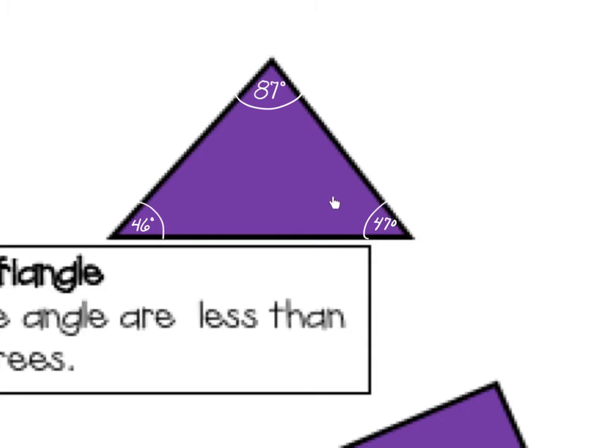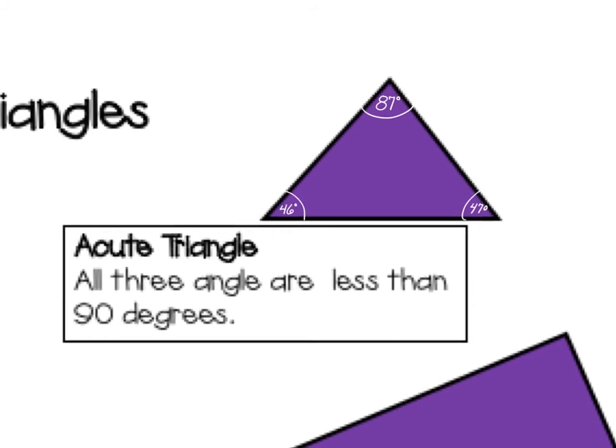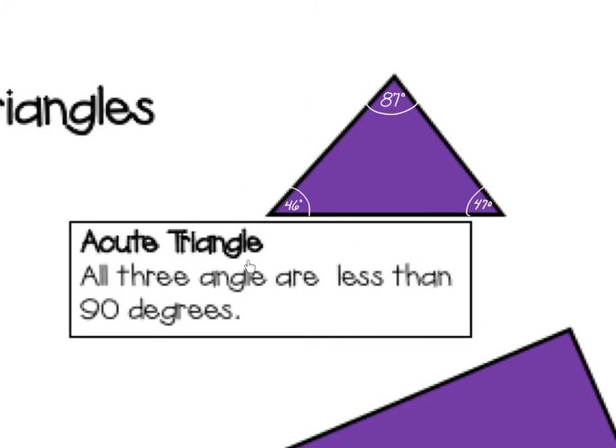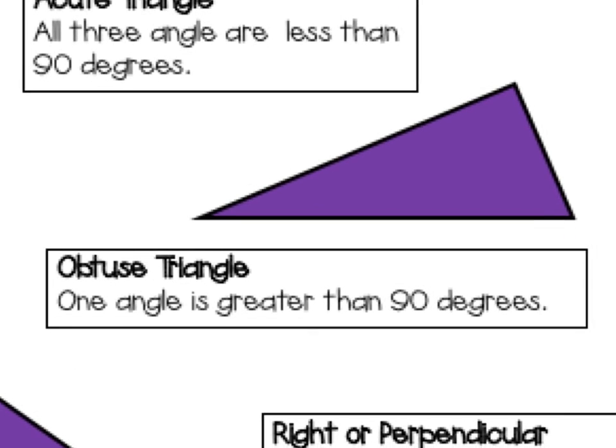So, for example, you could have this angle here being 87 degrees, this angle down here being 46 degrees, and this angle here being 47 degrees. And as you see, each one of these angles is less than 90 degrees. And that makes this an acute triangle. Right there, my friends. Let's move on down here to our next triangle here.